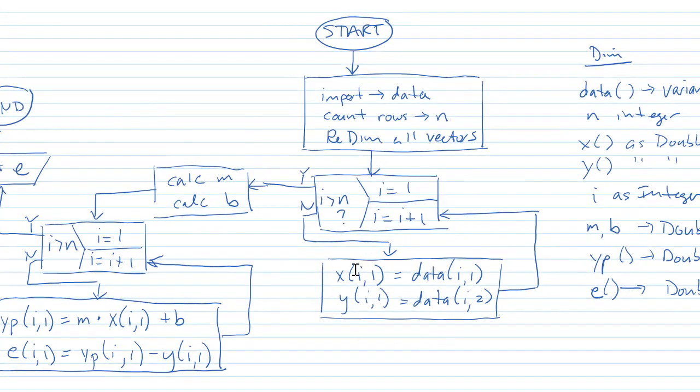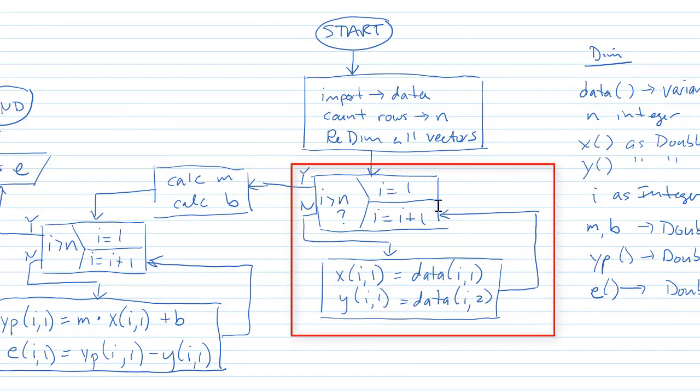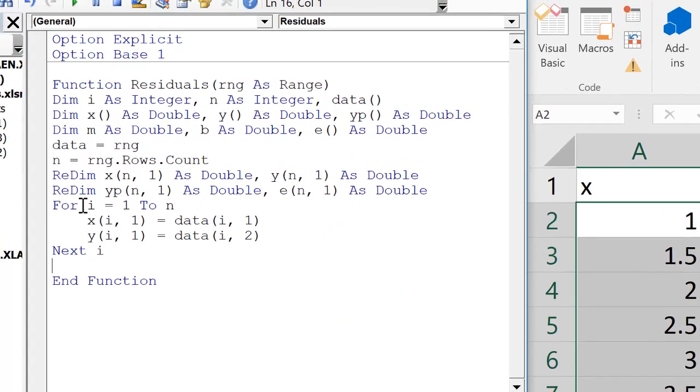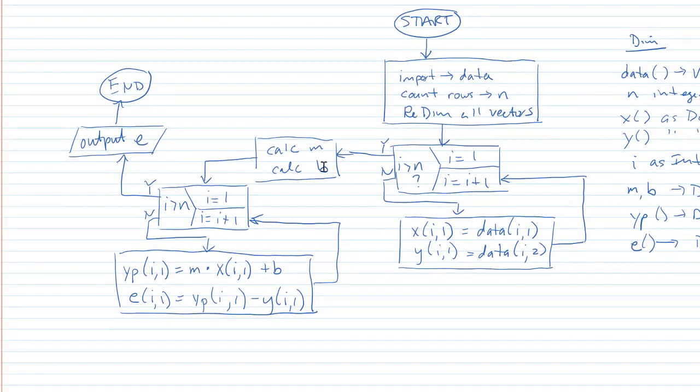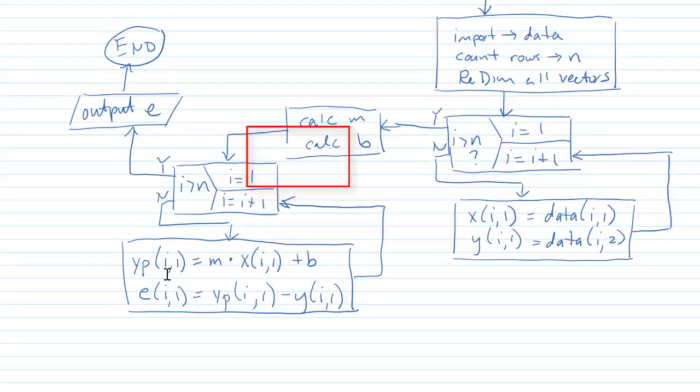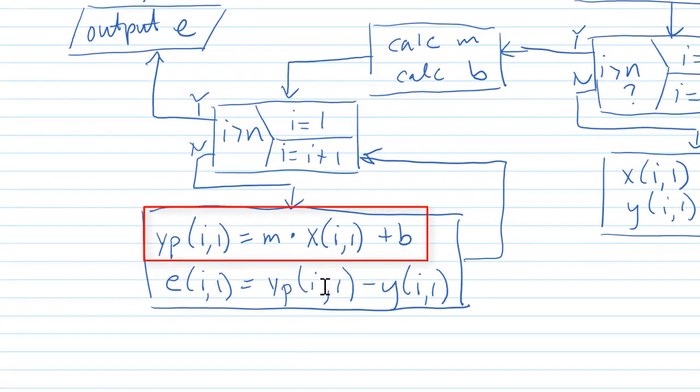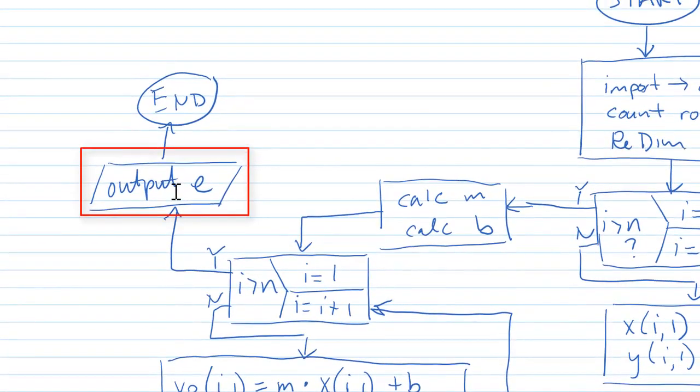The next step then is to import from data all our x vector and our y vector using a for loop. So we implement the for loop and we extract or import the data, we calculate x as the first column of data, y as the second column of data. Now the next step in the flow chart is to calculate the slope and intercept, and then we're going to apply the slope and intercept to all of our x values to create the y prediction. We're going to then calculate the difference between each y prediction and its observation to calculate the vector e, and then we're going to output that to the spreadsheet.